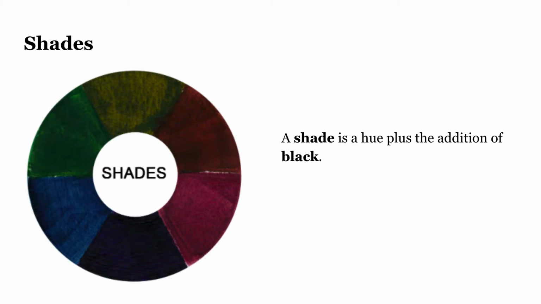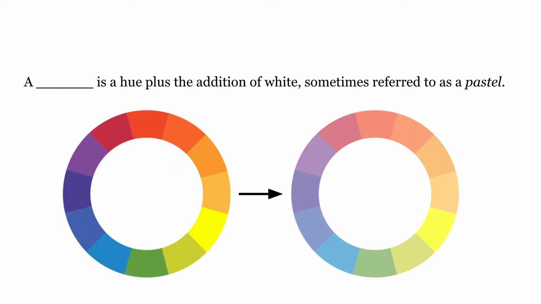And that is a shade. So a shade is a hue plus the addition of black. A tint is a hue plus the addition of white, sometimes referred to as a pastel. Yes. Which candy?